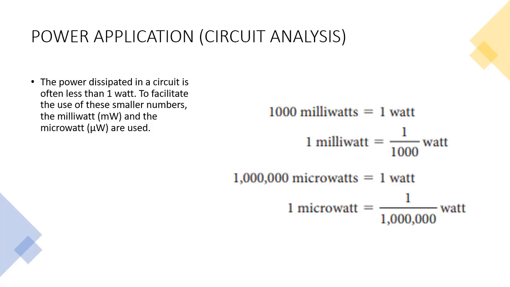The power dissipated in a circuit is often less than 1 watt. To facilitate the use of these smaller numbers, the milliwatt and the microwatt are used. 1000 milliwatts equals 1 watt. Therefore, 1 milliwatt equals 1 over 1000 watts. Meanwhile, 1 million microwatts equals 1 watt. Therefore, 1 microwatt equals 1 over 1 million watts.